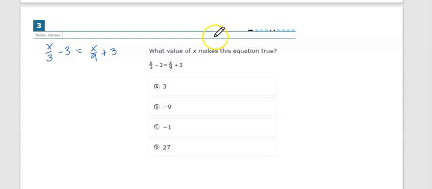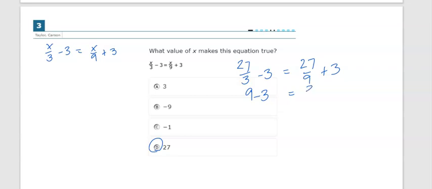Another way you can do this is you can guess and check. You could check to see, well, does 27 work? Because if you put the 27 in where the x's are, 27 over 3 minus 3, does that equal 27 over 9 plus 3? The 27 divided by 3 is 9. 27 divided by 9 is 3. And what these have to come out to is the same number. So yes, that works.